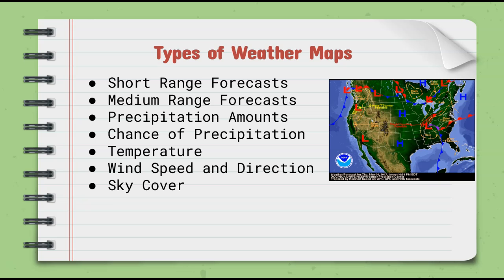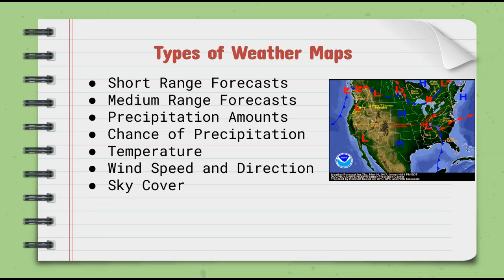So now that we have reviewed high and low pressure systems and the type of weather associated with fronts, we can now take a look at the types of weather maps. There's quite a vast number of weather maps, and let's start off with the list of all of them.